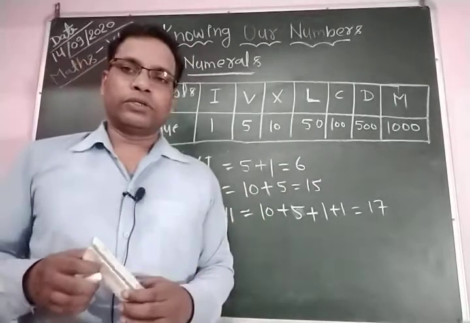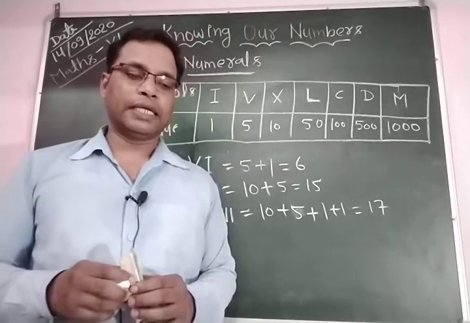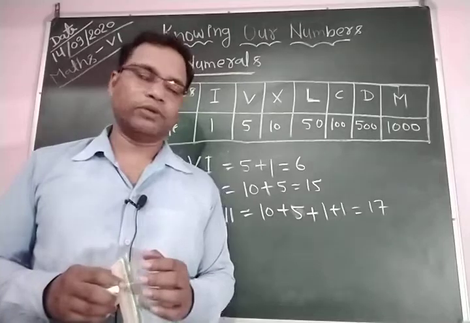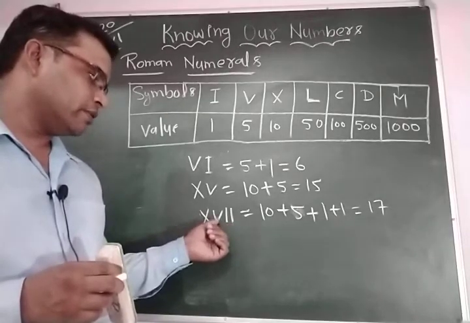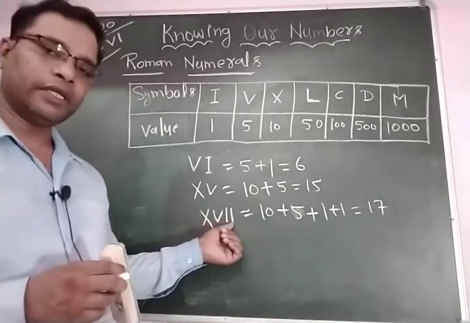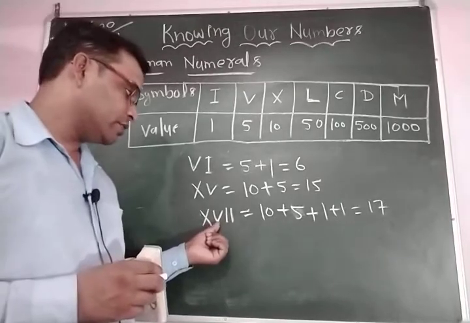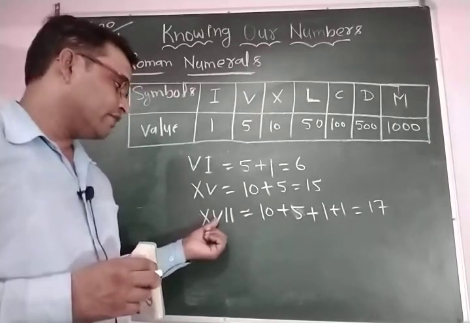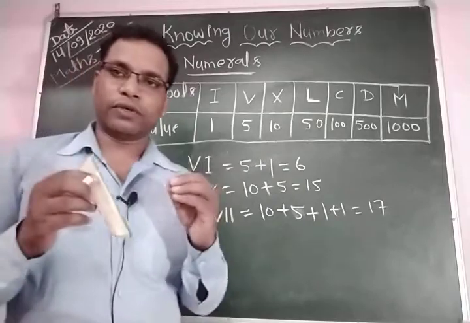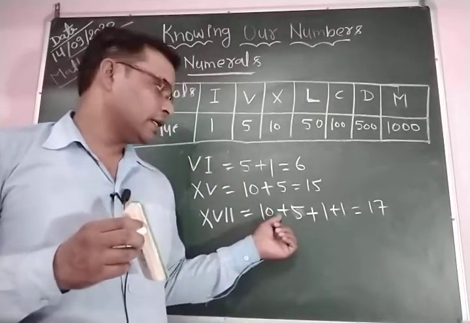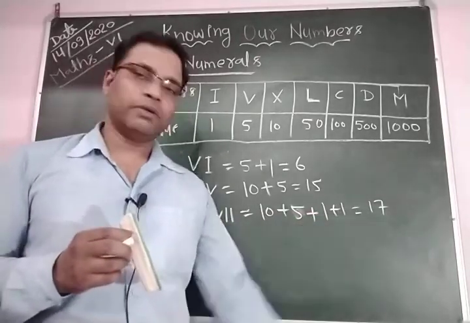Clear? So this rule just tells us that if a symbol of smaller value is written to the right of a symbol of greater value, then we add them. Here you can see the symbol of smaller value is written to the right of the greater value. In XVII, the symbol of smaller value is V and X is the symbol of greater value, and V is written to the right of X, so the values of X and V are added together. So 10, the symbol X, plus 5, the symbol V, and I, the value of I is 1 plus 1. In this way you find 17.